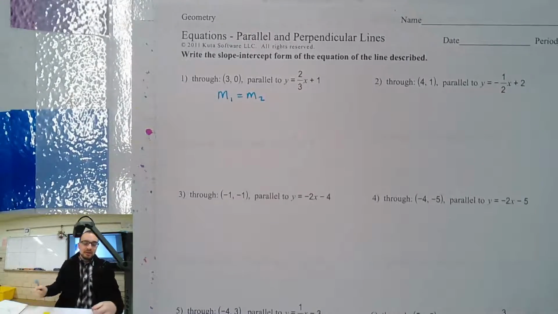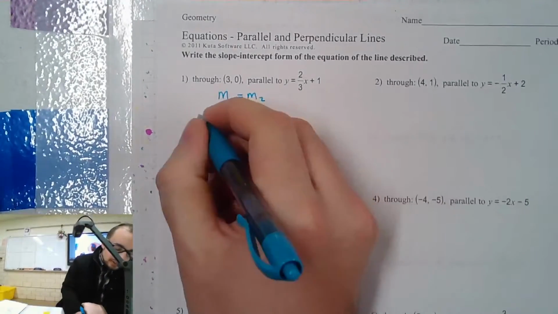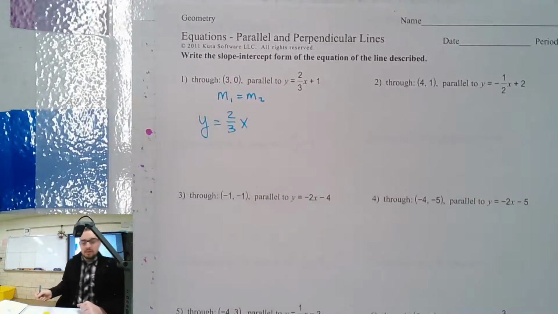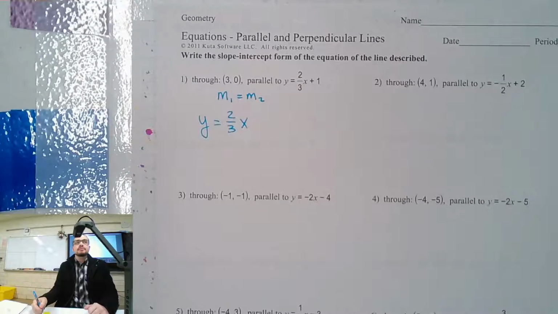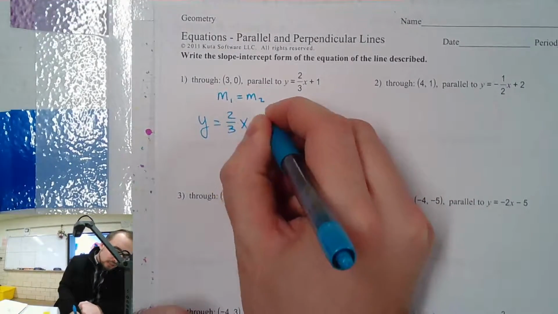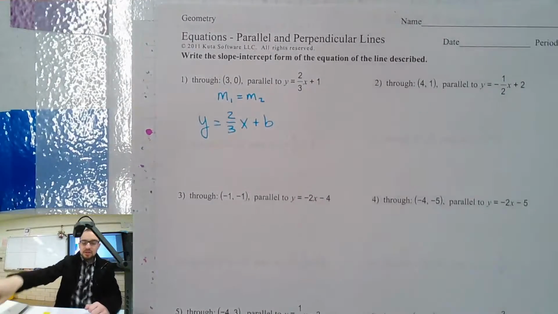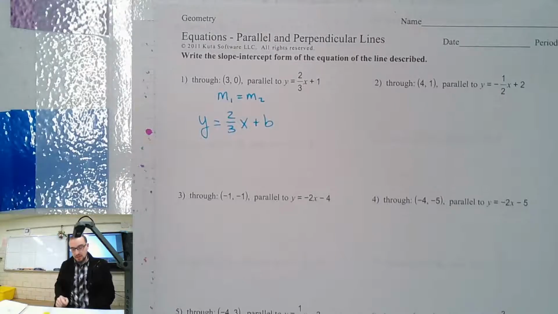All right, so we want the slope to be the same. So our line is going to also be y equals 2/3 x. Now, we need a y-intercept, right? We need to know what that is. But we don't know what it is. So let's just write it as plus b. And what we're going to do is plug in the point that we know has to be on the line, right?